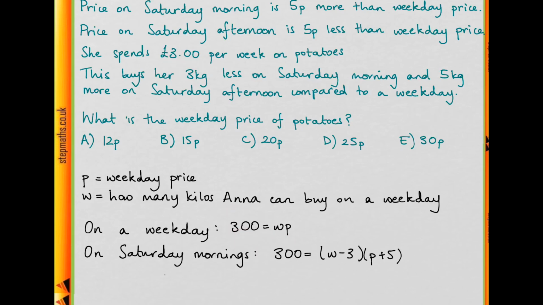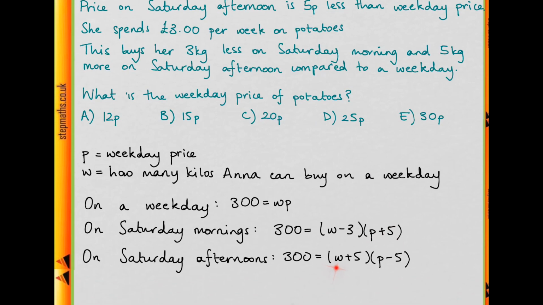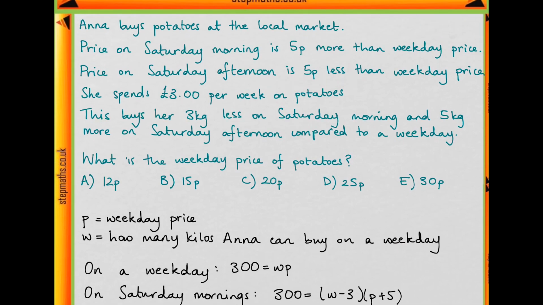And if she buys on a Saturday morning, then the £3 would get her 3 kilograms less of potatoes. So we have W minus 3 for the weight that she buys. And the price is 5 pence more, so we have P plus 5. And so if she buys on Saturday afternoon, we can get 5 kilograms more, and the cost is 5 pence less.